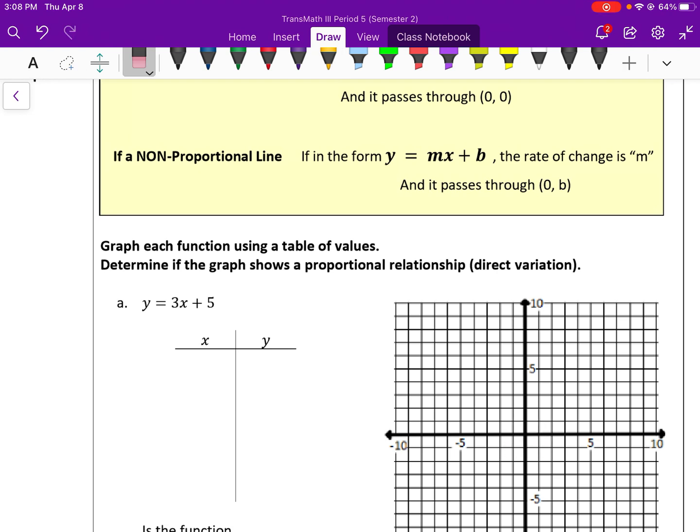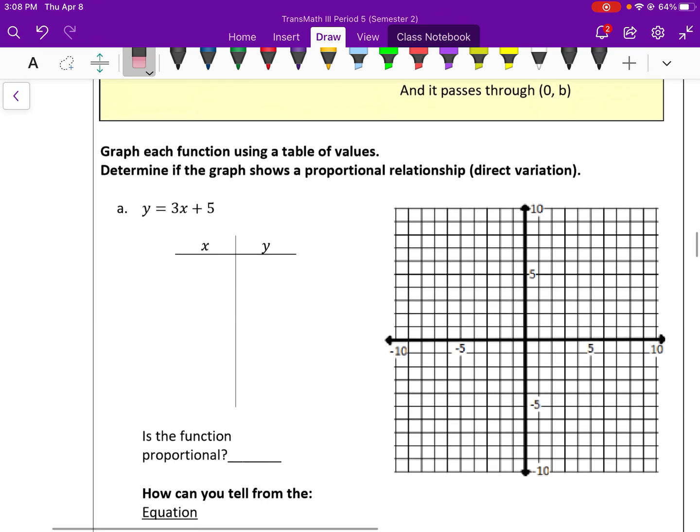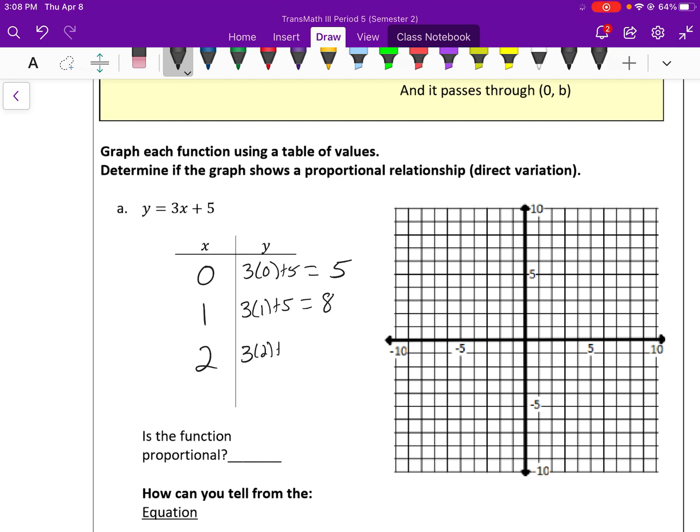So let's graph each function using a table of values and determine if the graph shows a proportional relationship. We've done this before. We're just going to pick, let's say, three values: 0, 1, and 2, and plug those in. That's 3 times 0 plus 5, which is 0 plus 5, or 5. This one is 3 times 1 plus 5, which is 3 plus 5, or 8. Then 3 times 2 plus 5, which is 6 plus 5, or 11.